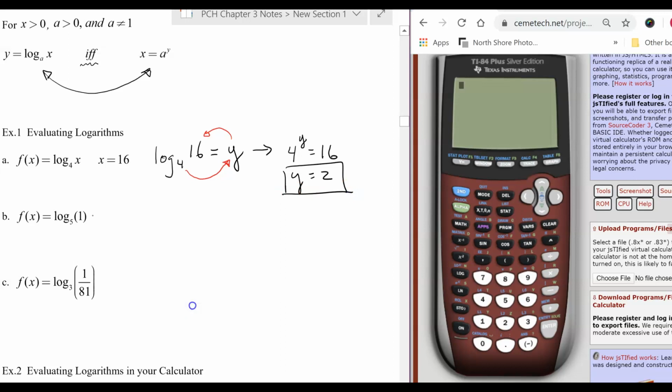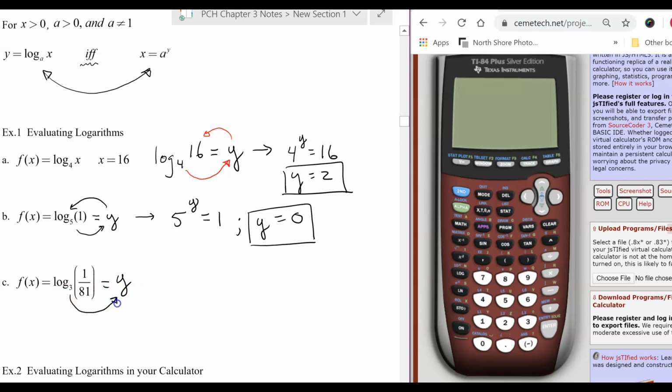Alright, for part B, again, I'm going to let this equal y, and I'm going to rewrite it. So the 5 still becomes the base. 5 is our base, y becomes our exponent, and it's going to be equal to 1. So 5 raised to what power is equal to 1? y has to equal 0.